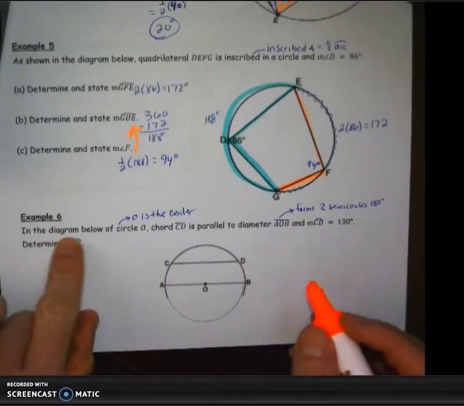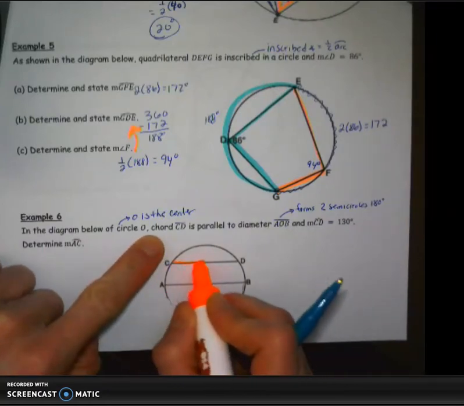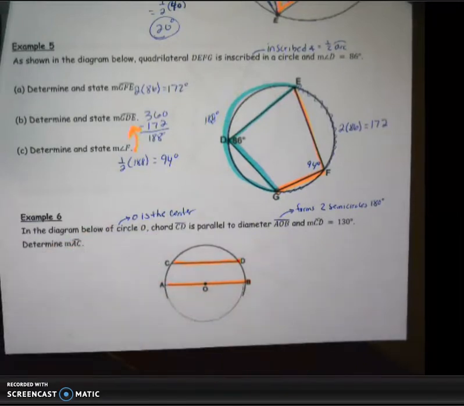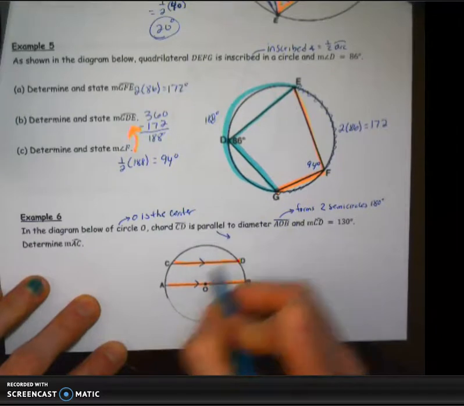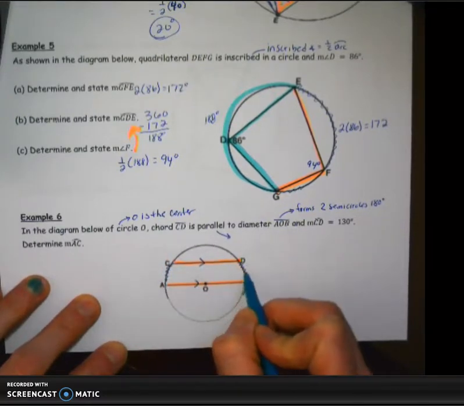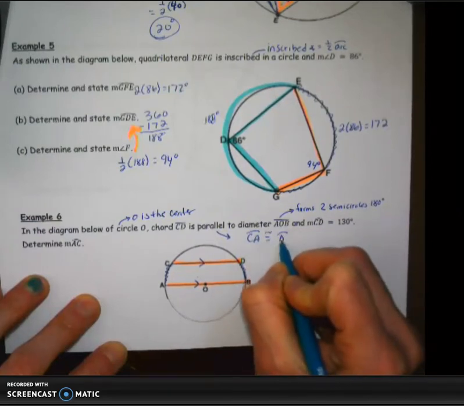Example number 6, in the diagram below of circle O, which means O is the center, chord CD is parallel to the diameter which goes through the center of the circle. Now, what's important for that? Since these two line segments are parallel, it means that the space in between this arc here and this arc here are going to be congruent.